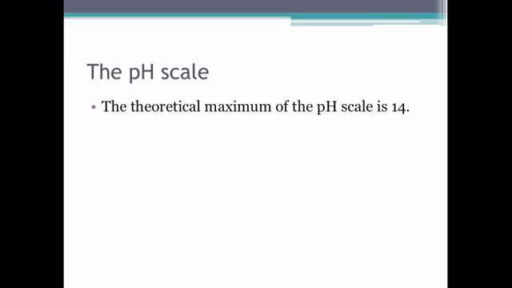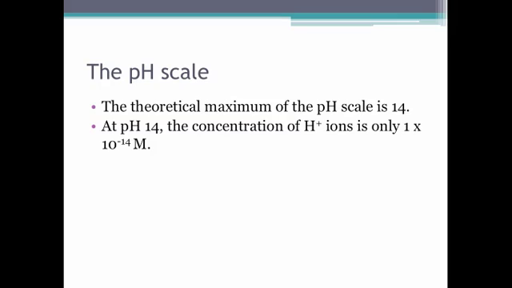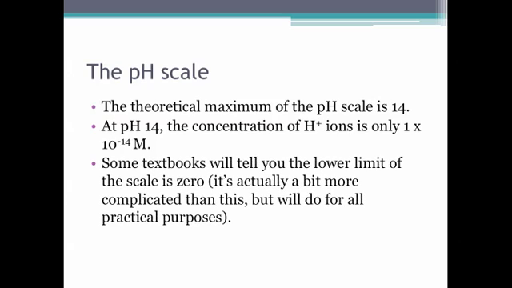So what this means is there's actually a theoretical maximum for the pH scale, and that value of course is 14. So at pH 14, the concentration of hydrogen ions is only 1 by 10 to the minus 14. I guess you could imagine it could be even lower than that, but it really doesn't matter. I mean, that's pretty much 0 anyway. So in other words, pretty much everything is hydroxide ions.